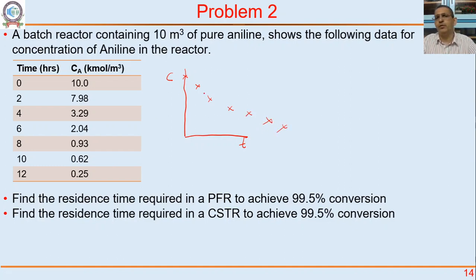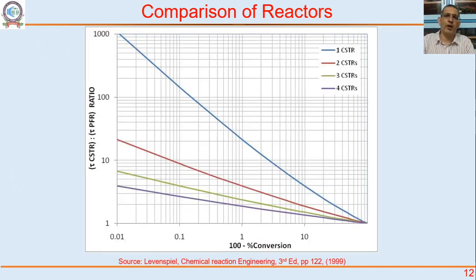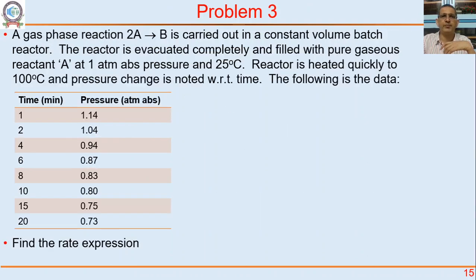You can do this by differential method, you can do this by integral method, the choice is yours, right? Once you do that, I would like you to find out how much residence time is required in a plug flow reactor to achieve 99.5% conversion. How much residence time is required in a CSTR to achieve 99.5% conversion. It's something to do with this kind of a plot. Right. Okay. Here's the next problem.